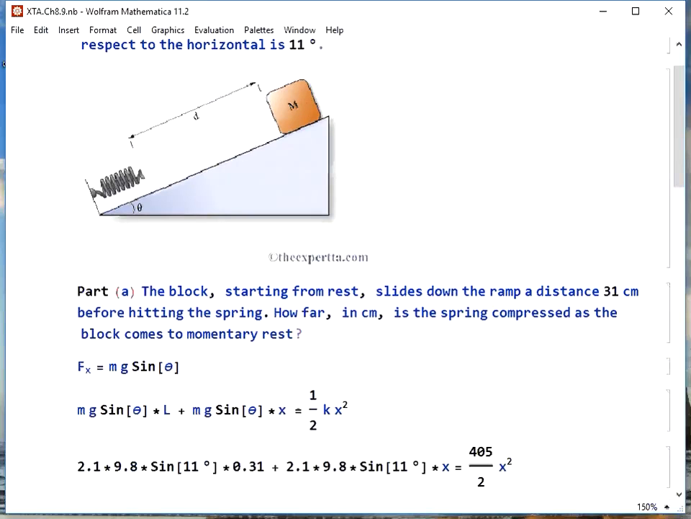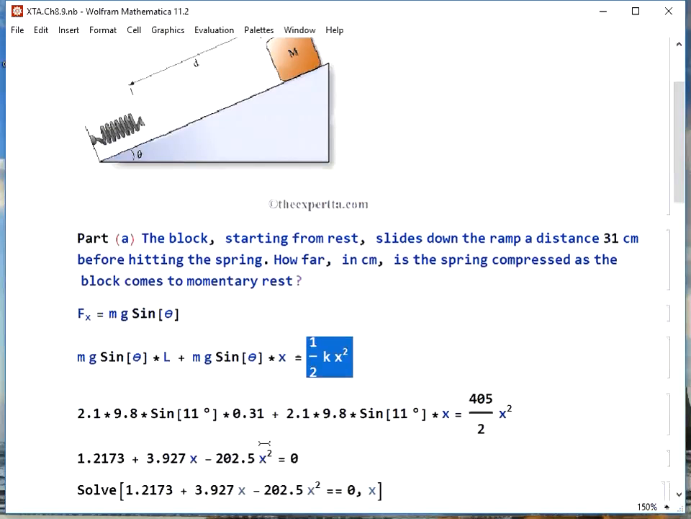The gravitational force moving the mass is mg sine theta. So the work done by that force will be mg sine theta times L, the 31 centimeters, plus mg sine theta times x, the distance the spring is compressed. Remember that gravity is still doing work as it compresses the spring. The sum of those two works will equal the energy stored in the spring, 1/2 kx squared.